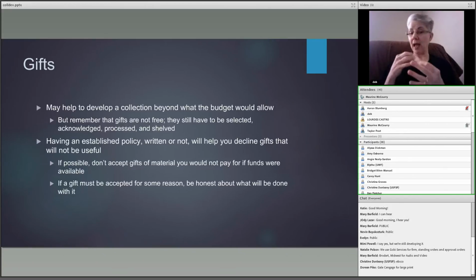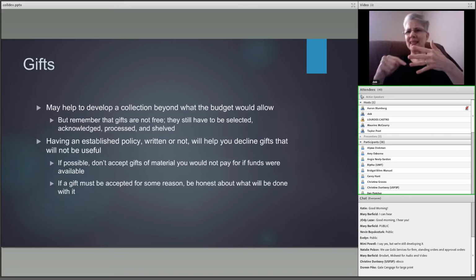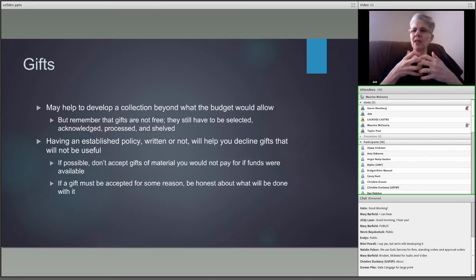Once you've decided you are going to accept a gift, you need to formally acknowledge it. You're going to have to process it, and you're going to have to shelve it. And so all of those things have to be considered when you're looking at a possible acceptance of a donation. You do need to make that acceptance possible and to make it work smoothly. You have to have an established policy of some sort for gifts, whether or not that policy is written. Because you are going to sometimes have to decline gifts that will not be useful.